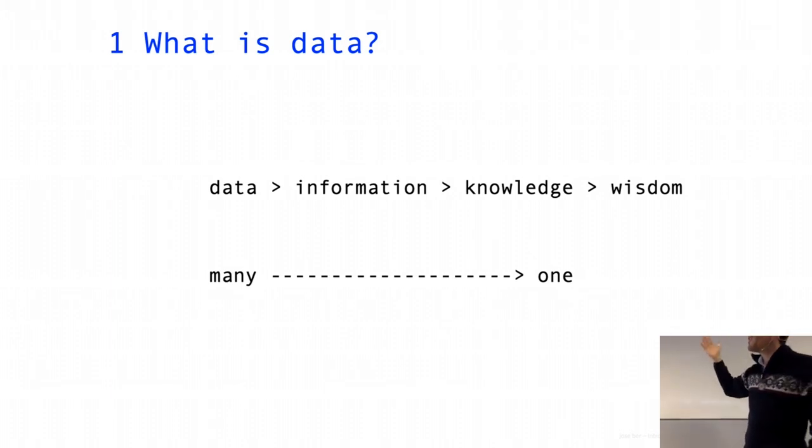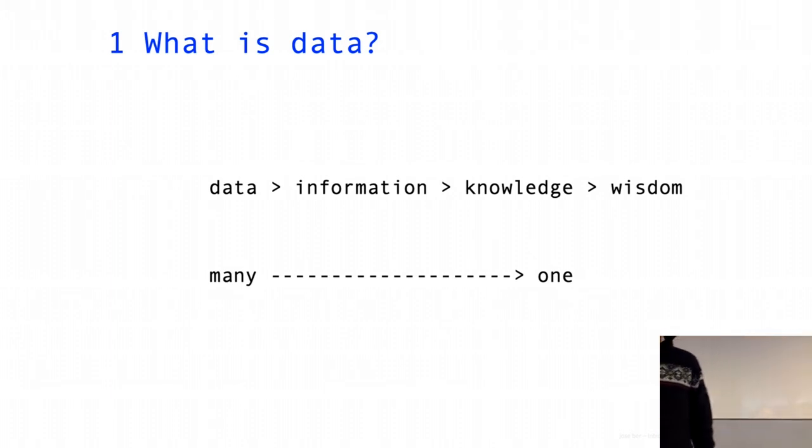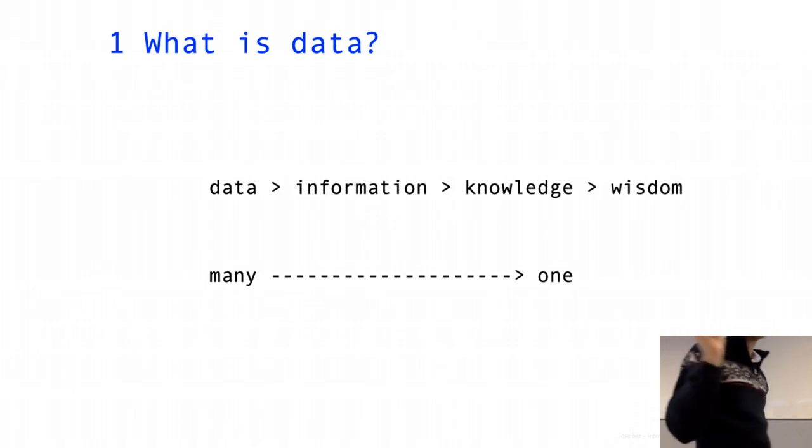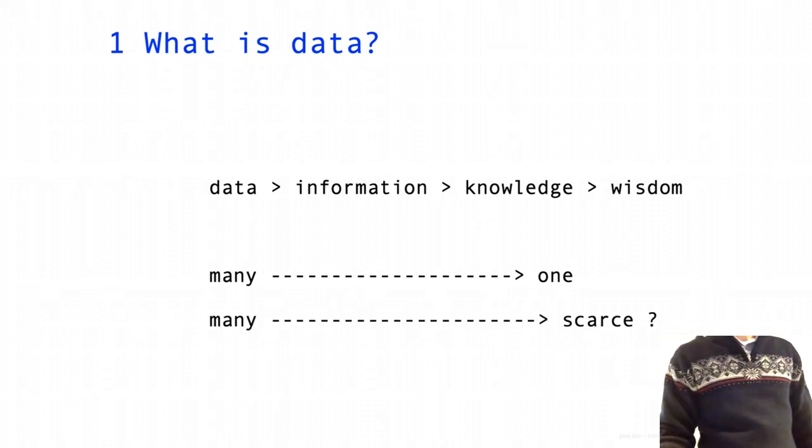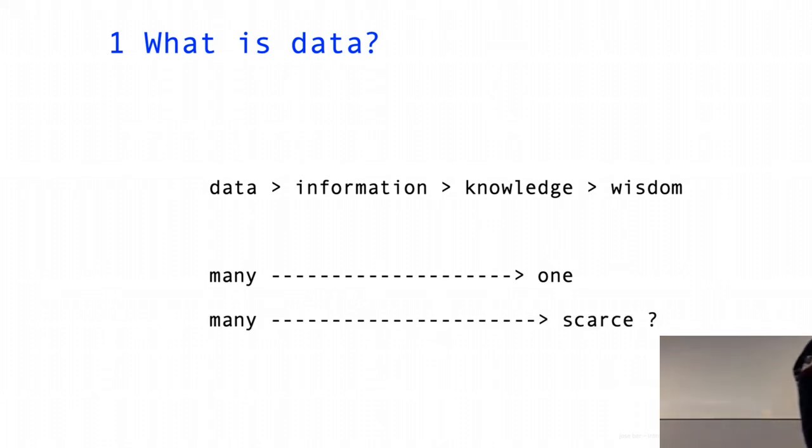So one clear thing for sure is that we always have a lot of data, but wisdom is harder to find, isn't it? So data is usually many, but wisdom, by definition, is scarce. Do you see an arrow here? That arrow is called the arrow of value. Sounds good?